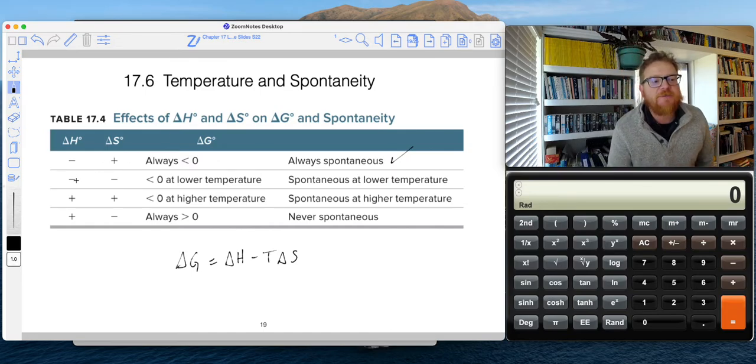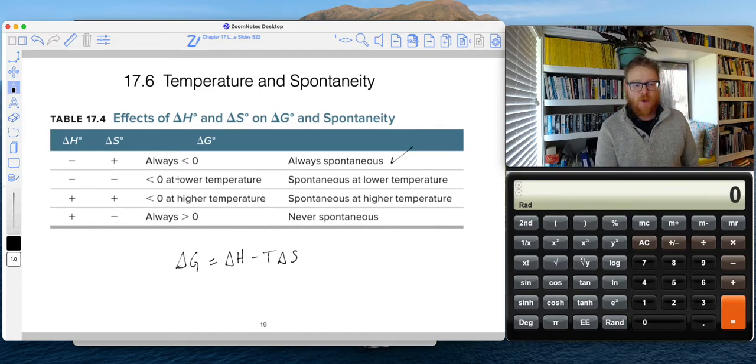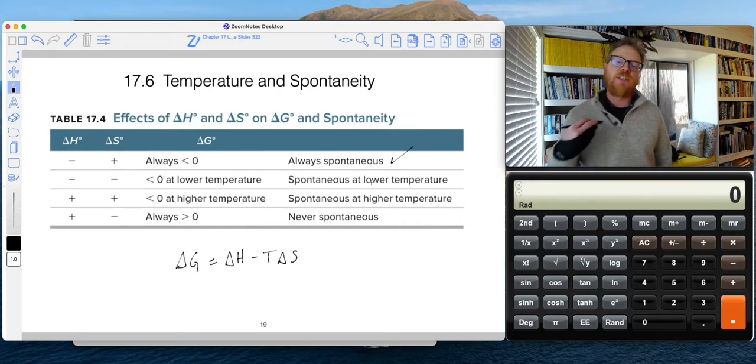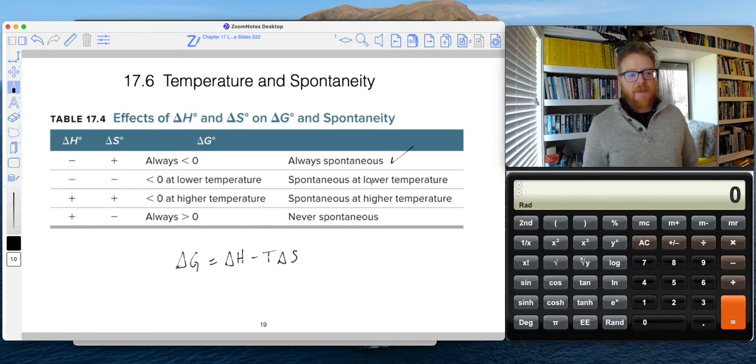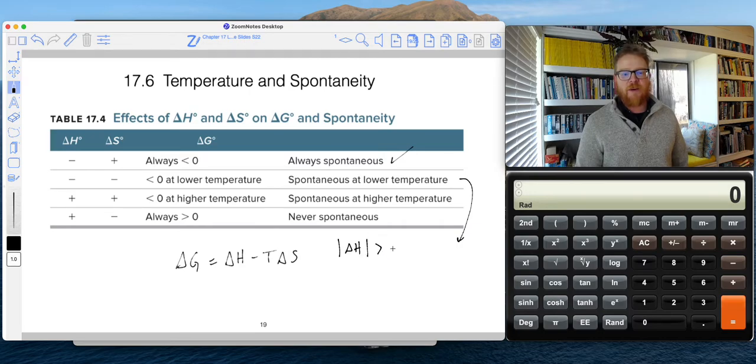So now, what if we have a negative delta H, but a negative delta S? Well, this is only going to be spontaneous at lower temperatures. And that lower temperature is given because now we know that this needs to be negative. But if delta S is negative, that's a negative times negative, which makes a positive. So in this scenario right here, I'll draw an arrow down there, we would want to see that the absolute value of delta H is greater than the absolute value of T times delta S. So that's why the temperature has to be small in order for this process to be spontaneous.